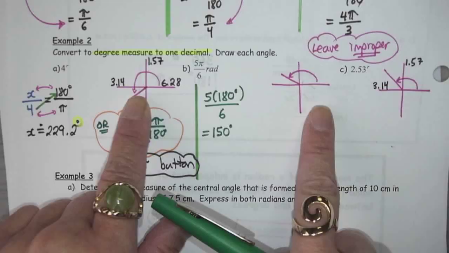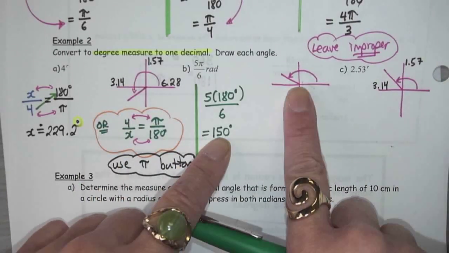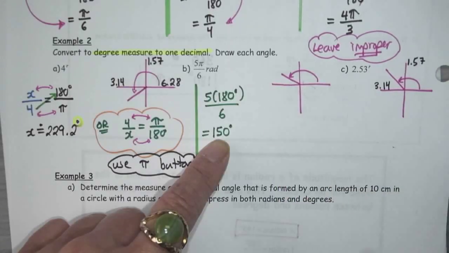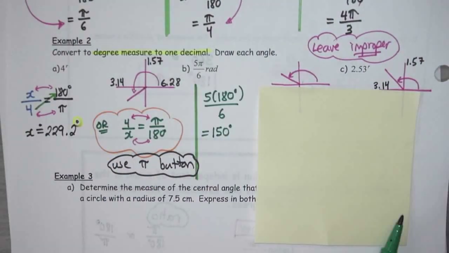Oh, and does that make sense with our diagram? Look, 229, yeah, it's more than 180. 150, yep, it's in the right quadrant. We're good, right? So it matches. So if they give you this, now some people go, but wait, how does that work? How does this work? It works the same way, so I'll show you.